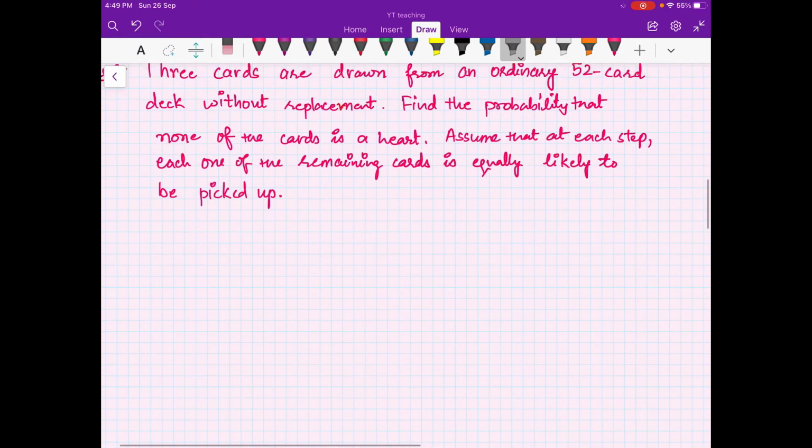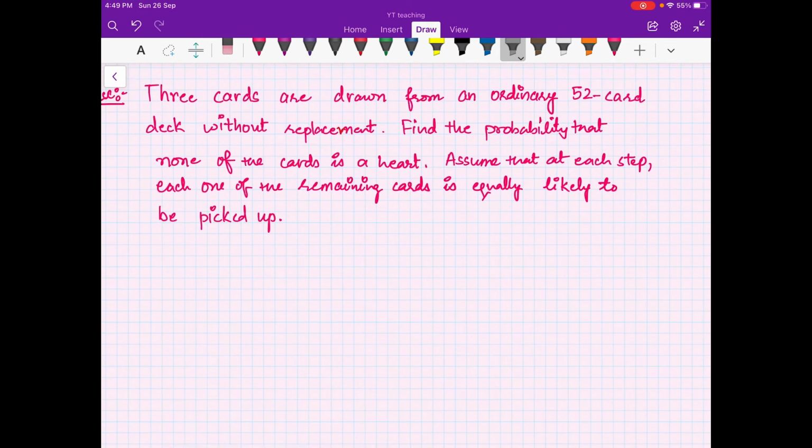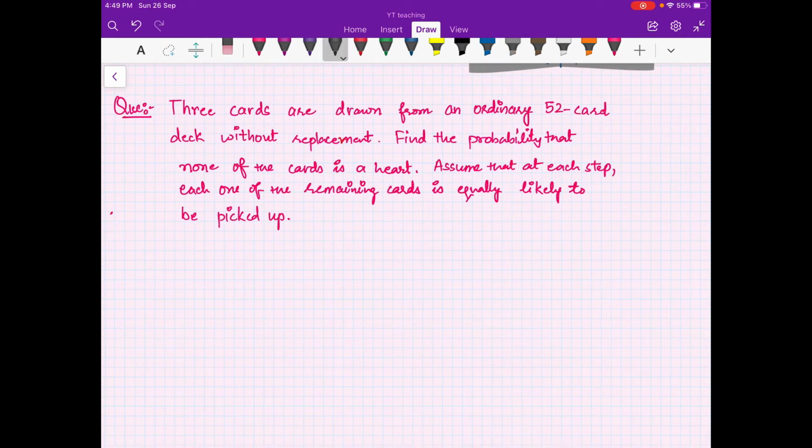So I have 2 problems that we will discuss in this video. The first one is a simple problem. You can just read the statement and then try the problem on your own, using the multiplication rule. So read the statement. 3 cards are drawn from an ordinary 52 card deck without replacement. It means that you draw the first card and then the second card, and you don't put the card back. Then the question is, find the probability that none of the cards is a heart. Assume that at each step each one of the remaining cards is equally likely to be picked, so there is no bias.